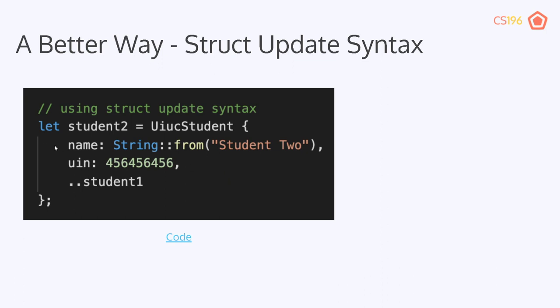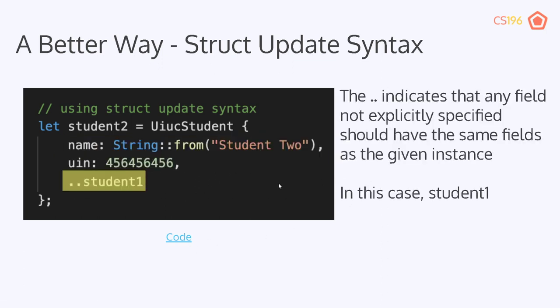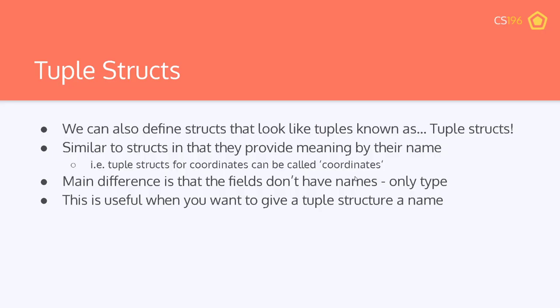And so what it's going to do is everything that isn't name, everything that isn't UIN, which in our case is only GPA and in 196, it's going to copy directly from student 1. Maybe it's a little bit confusing that we're using the dot dot here again, but basically the dot dot is saying copy everything else from student 1.